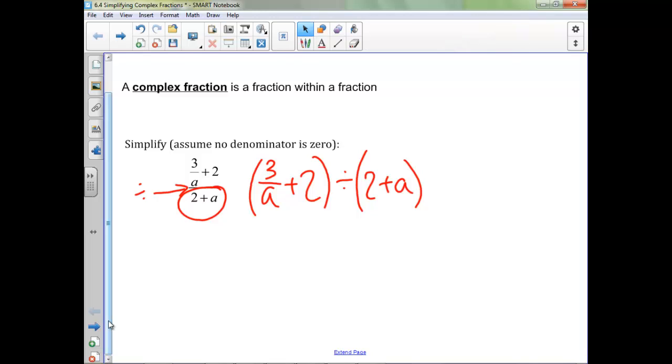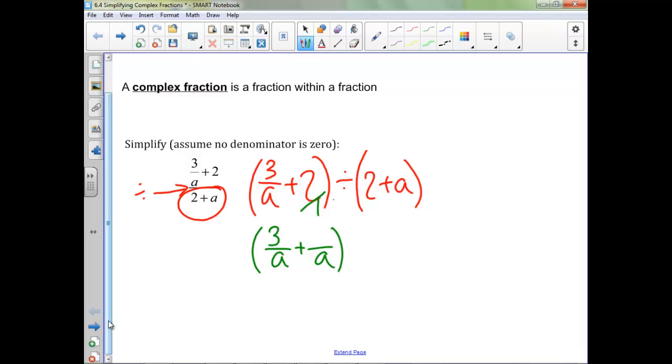So now let's actually work inside our parentheses and get common denominators in this first one. Remember, this 2 is over 1. So our common denominator is going to be a. So the first fraction stays the same. The second one we had to multiply by a over a. So we'll have 2a divided by, and then notice this can be written over 1. So we'll have 2 plus a over 1.